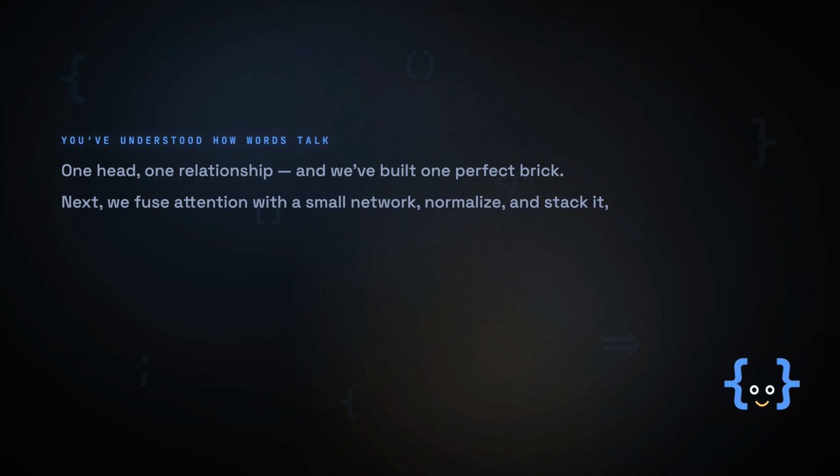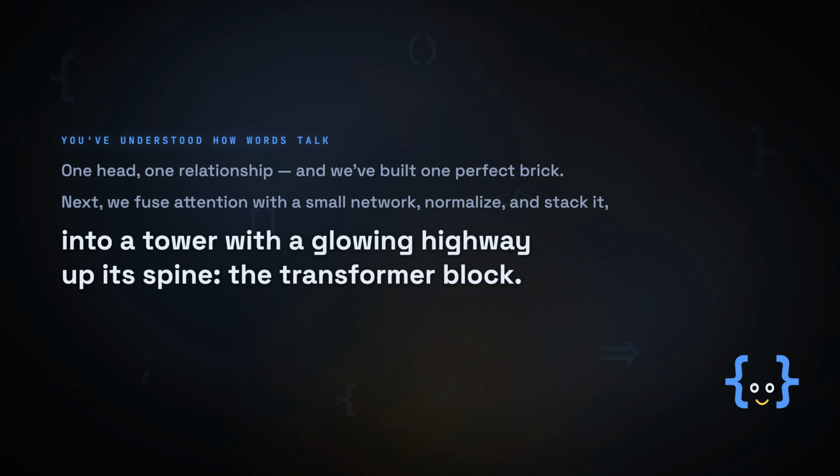Next time, we turn that brick into a machine that actually generates text: the transformer block, attention and a small network, fused, normalized, and stacked into a tower with a glowing highway running up its spine. You've understood how words talk. Next, we make them speak.